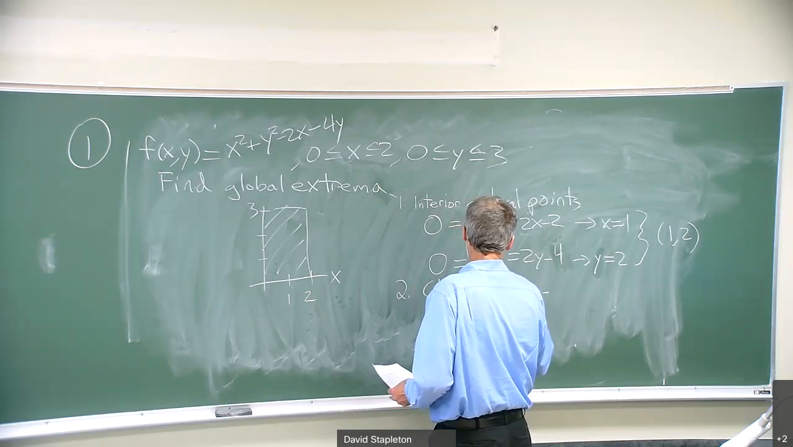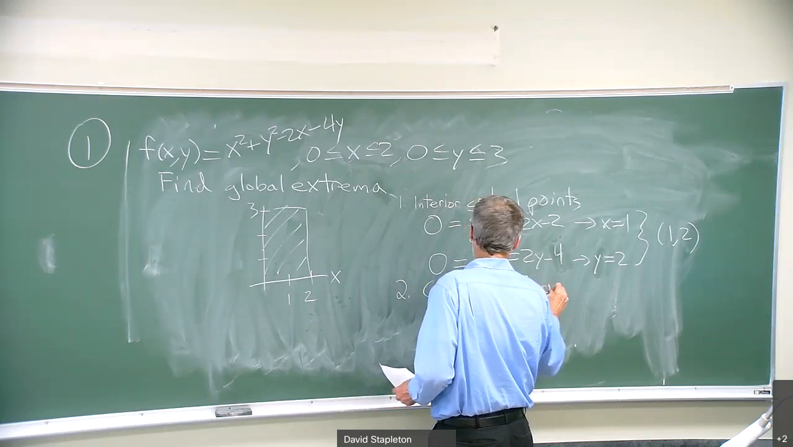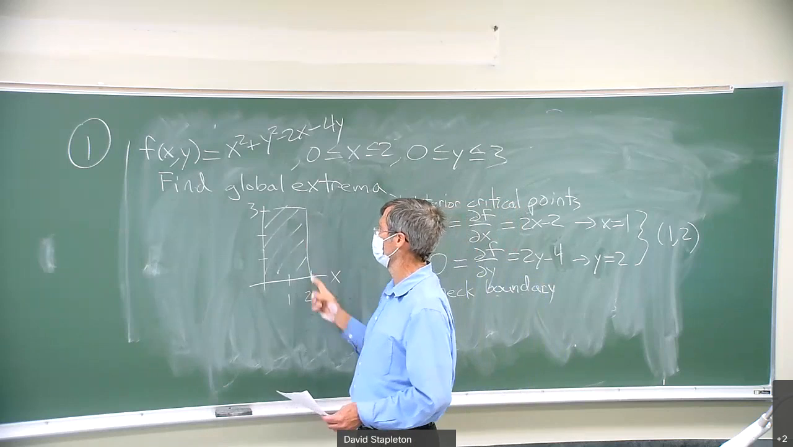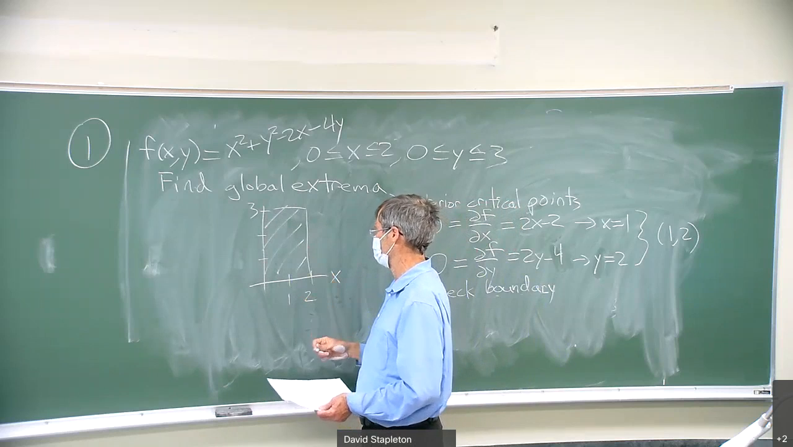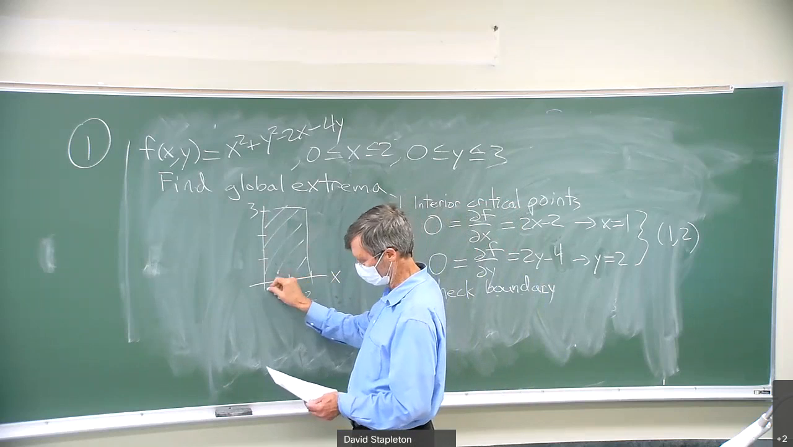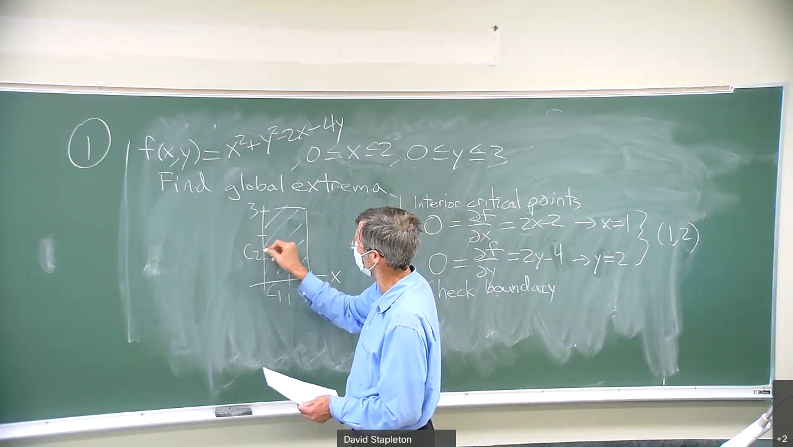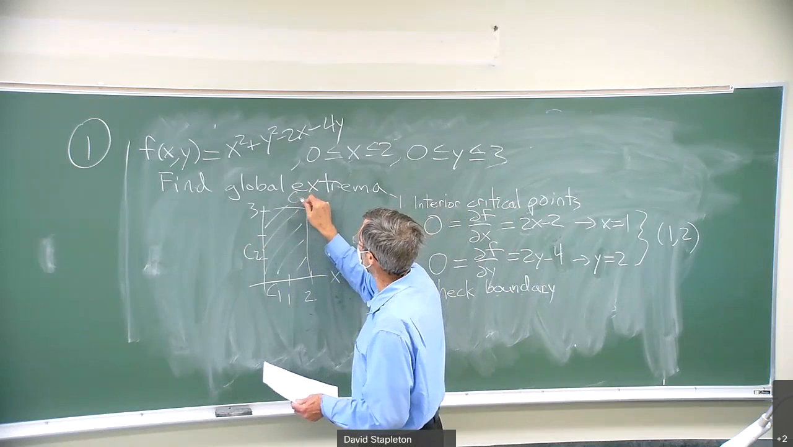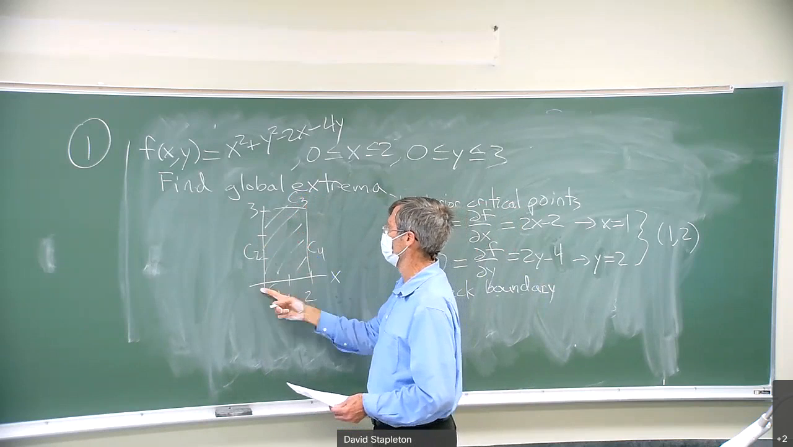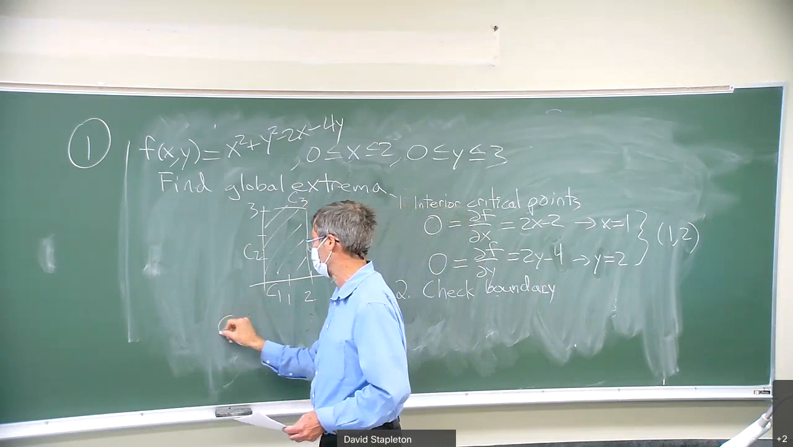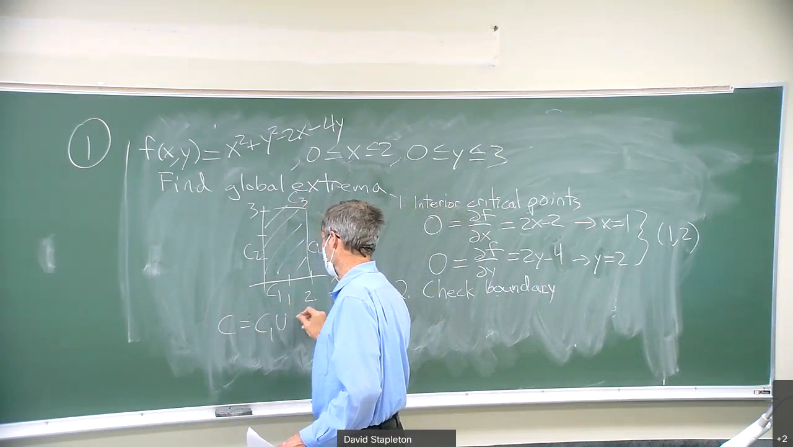I drew this picture because when it's segmented like this, you can't just write a nice function for the boundaries. It's easiest just to call these sides. I call them C1 here, C2 here, C3 here, and C4 here. And I just checked along each straight line boundary, and I said the boundary C is the union of these.